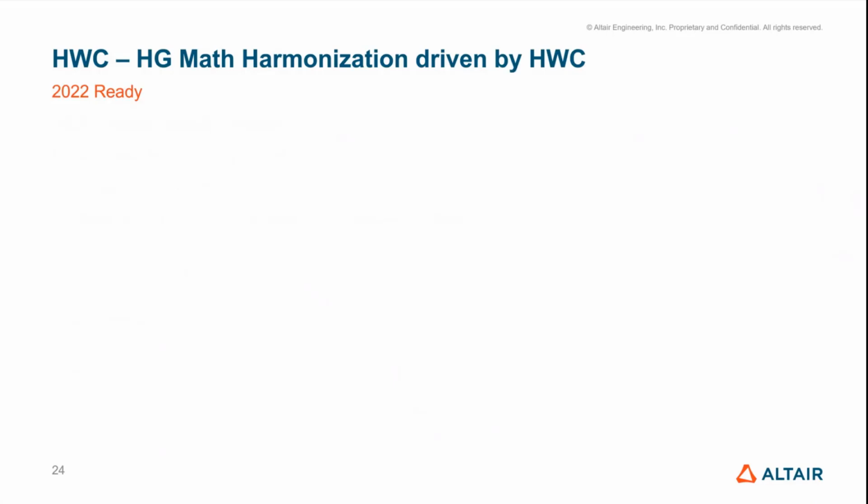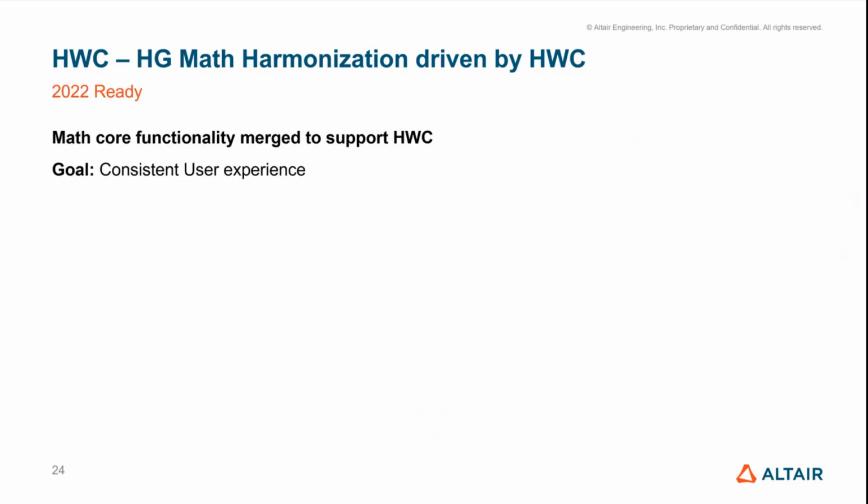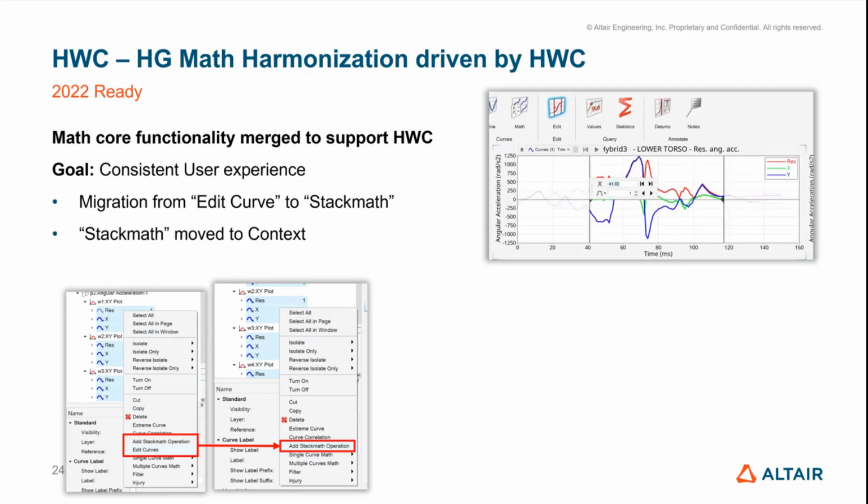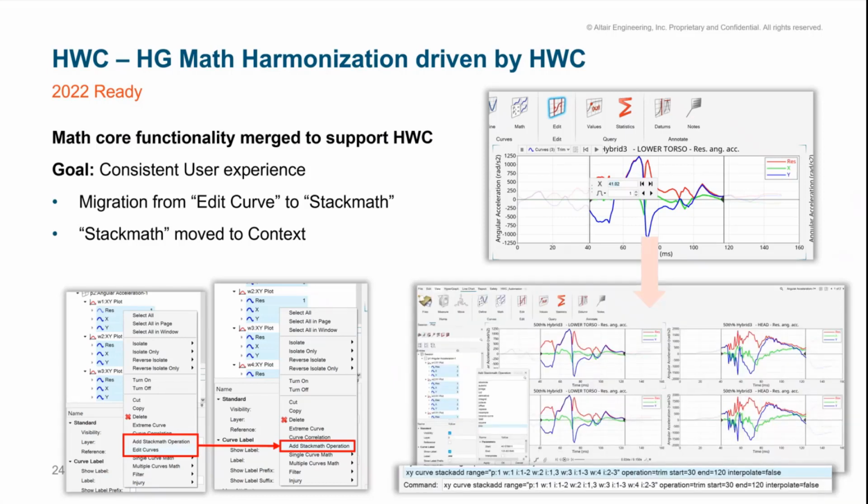So in HWC in 2022 we drove the math harmonization. As Mikhail already mentioned in his demonstration, edit curve and stack math have merged, and stack math moved to being a context. That means now, before in the edit, for example, it was a context, and you can move the vertical slider bars to, for example, define your trim range. Now you can do this also in stack math.